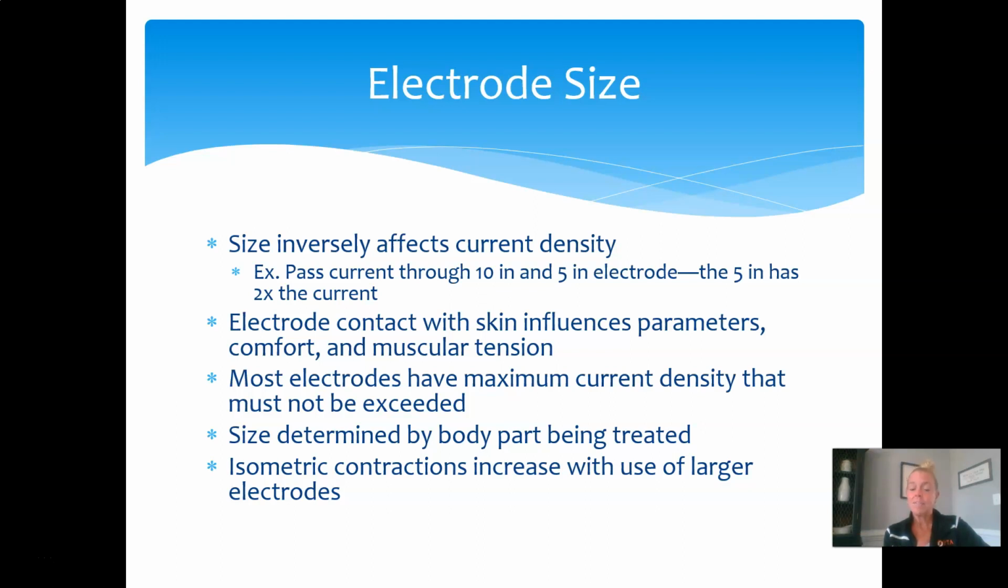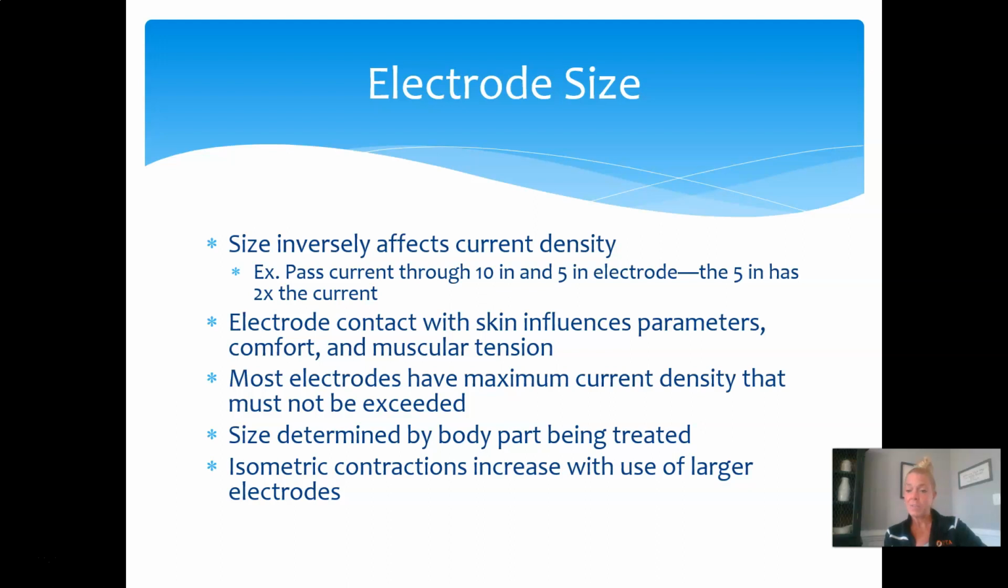The size of the electrode that you choose can be determined by the body part that you're treating. So if you're treating a larger area of the body, you can choose a larger electrode to cover that. If you're treating something small, you're going to want to choose a smaller electrode. Sometimes this is determined by your clinic. Sometimes they only have one size of electrode, so that's what you're going to use. Some places I've worked have a smaller electrode and a larger electrode. So again, I would go based on what size body part I'm treating, choose a smaller electrode for something smaller, larger electrodes for larger body parts.